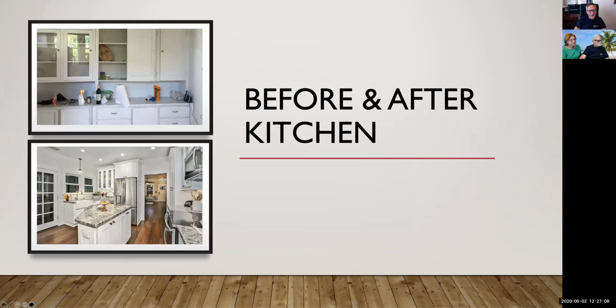So here's another before and after kitchen. This is in a 110-year-old house in downtown Brentwood that we remodeled. The top picture is the existing cabinetry that was there. It wasn't necessarily worn out, but it needed modernizing and better access to what you would store inside the cabinet.